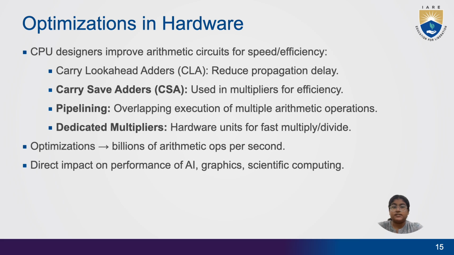Of course, engineers are never satisfied with basic designs. To improve performance, CPUs use optimizations. Carry look-ahead adders reduce delay. Carry save adders speed up multiplication. Pipelining overlaps arithmetic steps to increase throughput. Dedicated multiplier or divider units accelerate heavy workloads. These optimizations are why modern CPUs can perform billions of operations per second. They show how much thought goes into making these simple microoperations as fast as possible.